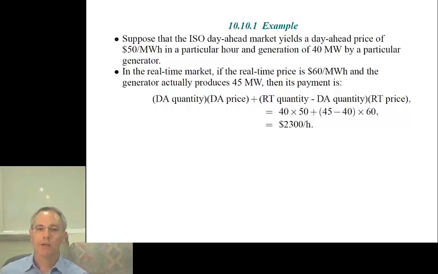Well, then its payment consists of the sum of two things. First, the payment based on its day-ahead quantity commitment and the day-ahead price. And second, a quantity based on the deviation of its real-time quantity from the day-ahead quantity times the real-time price. So in the day-ahead, it committed to produce 40, the price was 50. In real time, it produced an additional 45 minus 40, an additional 5 at a price of 60. The total is 2,300. Notice that that's more than what it gets from the day-ahead market alone.